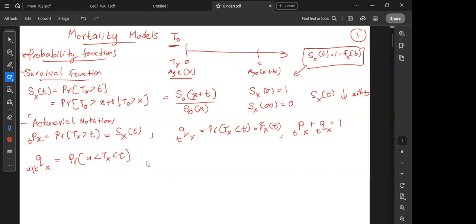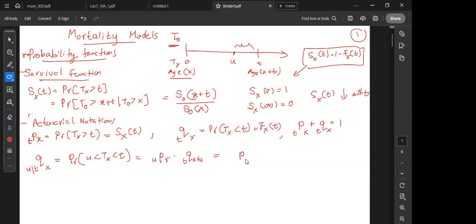So without worrying about finding this event probability using the distribution theory knowledge, we can use the already defined two functions in here. That means we know this person has to survive for u years. After that, the person has survived for x plus u years and death occurs within the next t years. That means u is somewhere in here and the death occurs in this interval. So the same probability can be defined in two ways again.